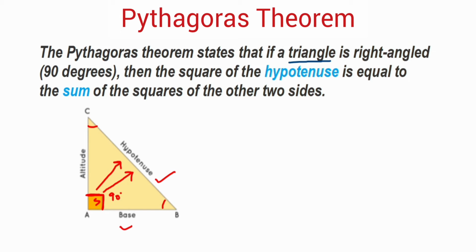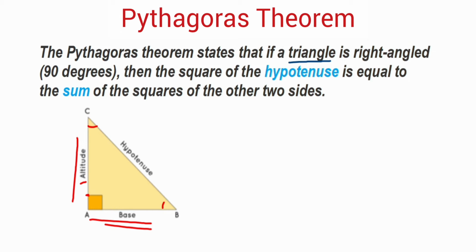Next, we have an altitude and we have a base. Now this could be anything. Normally we generally take the base as the bottom one. So here AB is the base and this is the altitude, that is nothing but the height. Sometimes this is also replaced by the word height, we can use either.